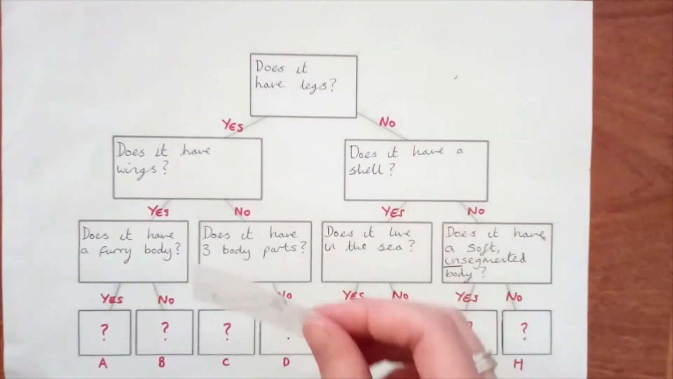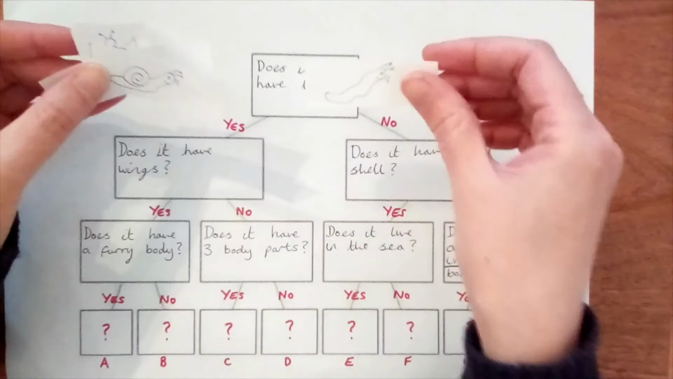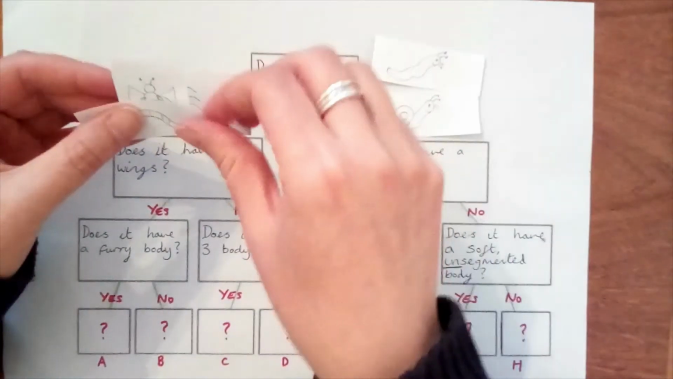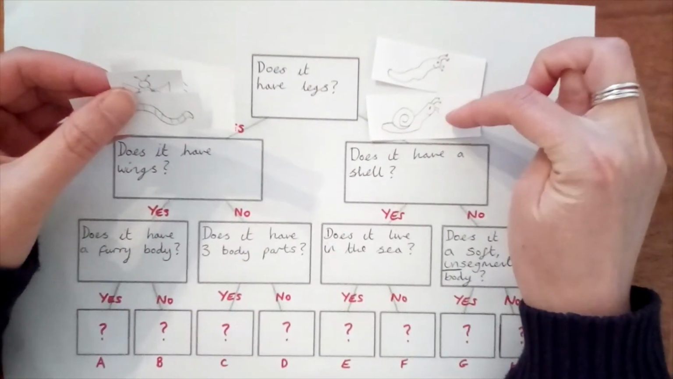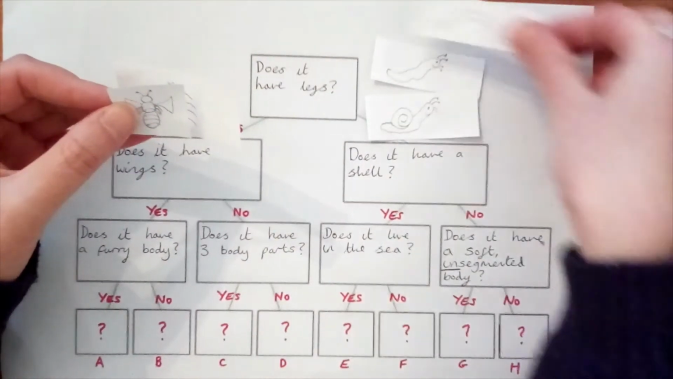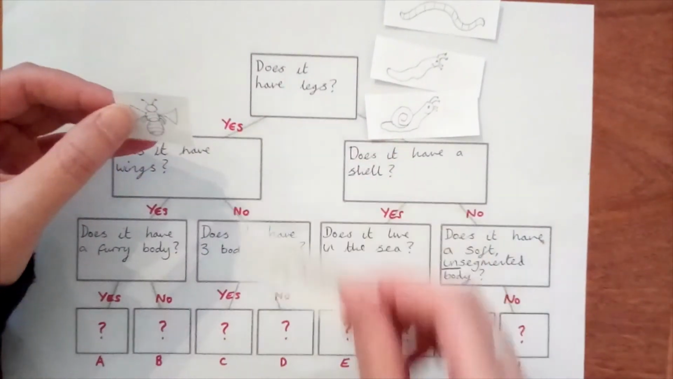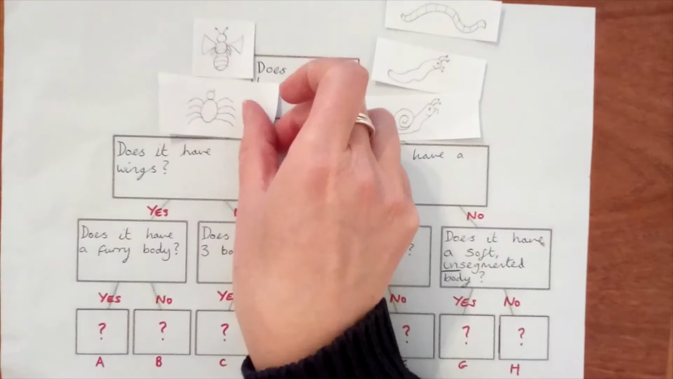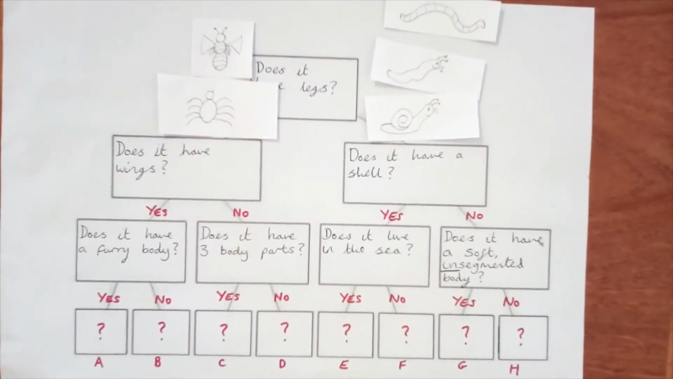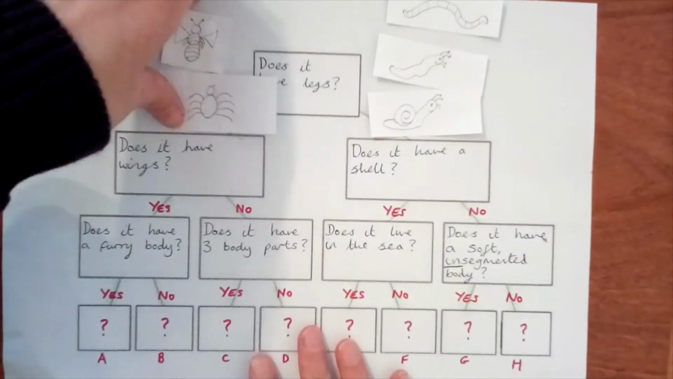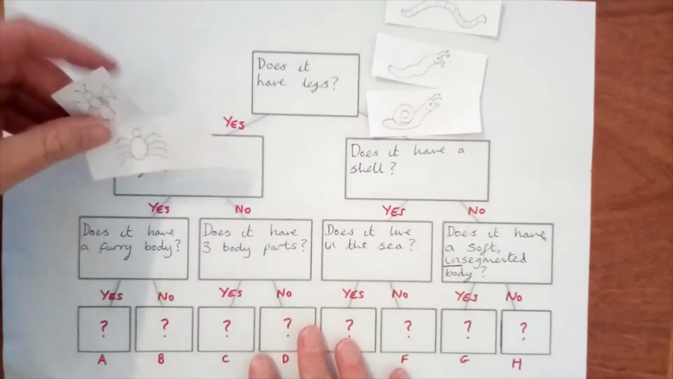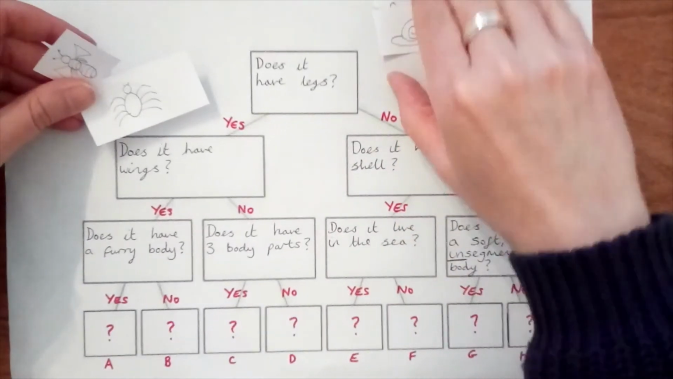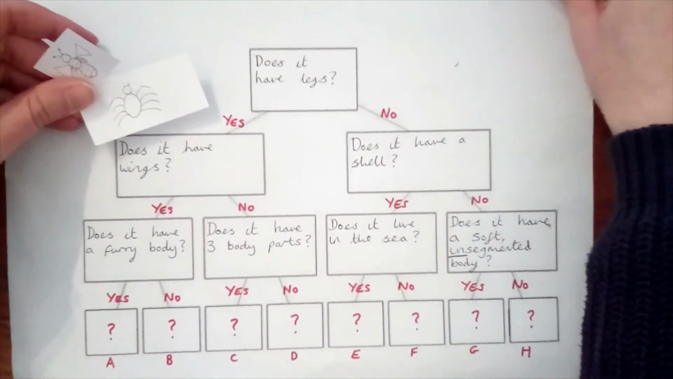So, does it have legs? So I'm just going to sort some of my animals into does it have legs? So I've got my slug, my snail, and my worm that do not have legs. And then I have got a bee and a spider in my yes pile over here. So I'm going to go to my next question now because I'm going to just work through this side with you. So let me just push those legless invertebrates out the way.